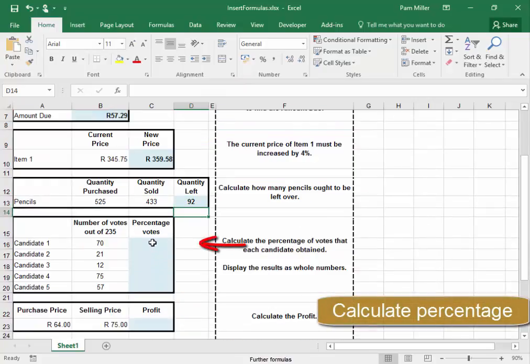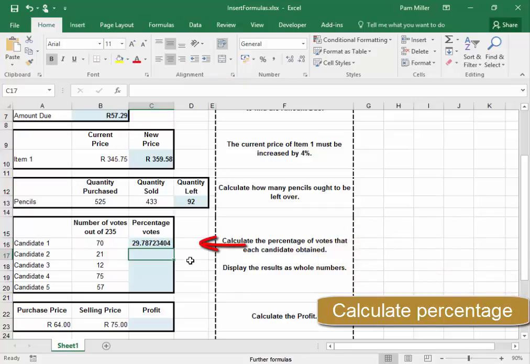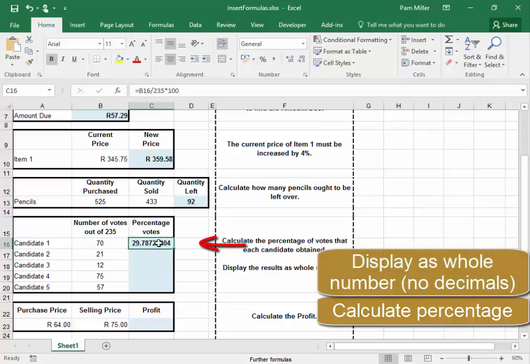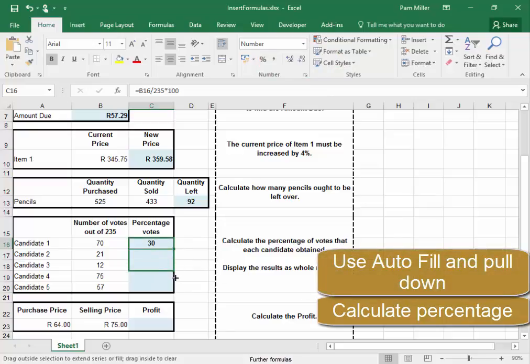Here, we need to calculate the percentage of votes that each candidate obtained equals that cell divided by 235 multiplied by 100, and that will give me the percentage. But I must display the results as whole numbers. So I'm going to format them as whole numbers. Now I'm going to use autofill and pull down.